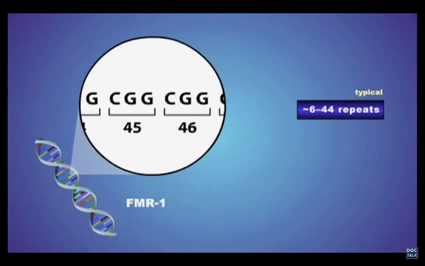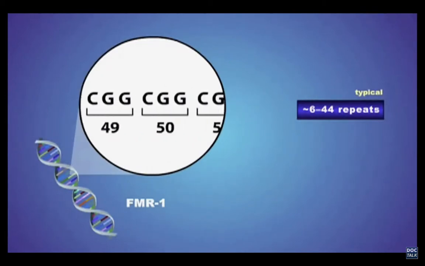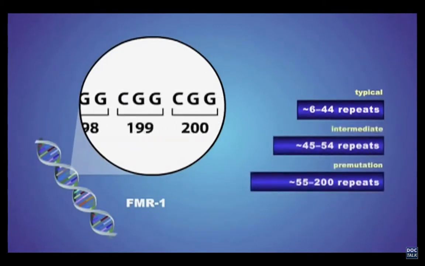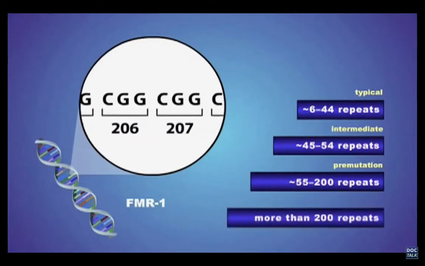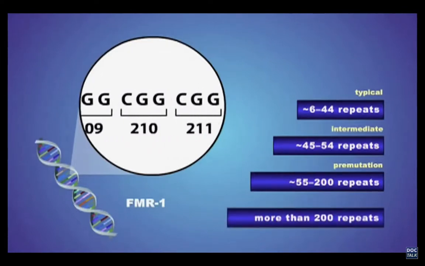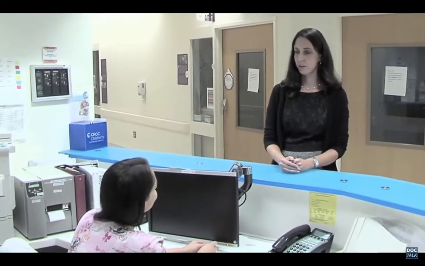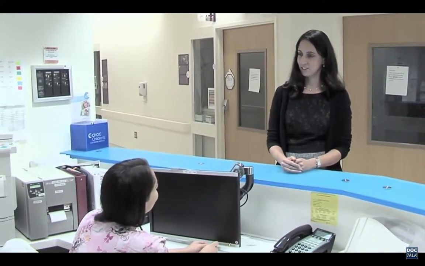So in people that are unaffected, they can have between 4 to 45 repeats. In patients that are premutation carriers, they can have between 55 to 199 repeats. In patients with full Fragile X syndrome, they have 200 or more CGG repeats. And it's important to know this because depending on the number of repeats, we see different features.